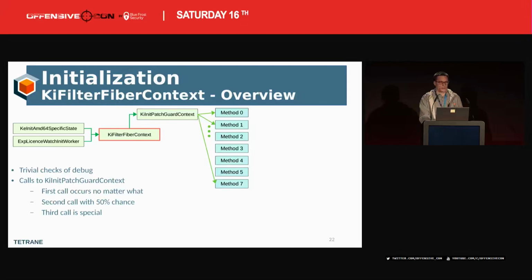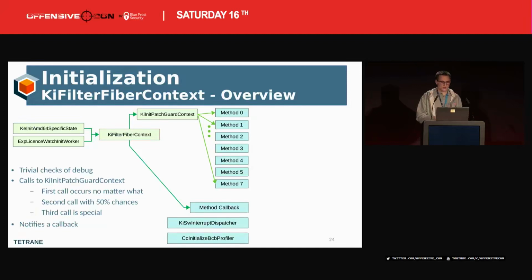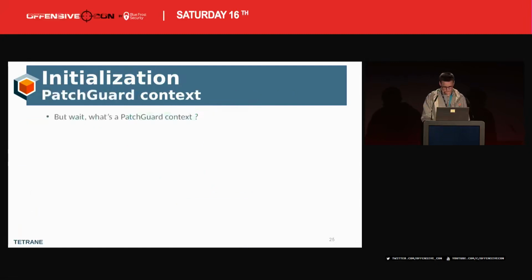The first call to this function will occur no matter what. The second call will only have a 50% chance of occurring. And the third call is quite special. We will discuss it. There is also a notification of a callback, which is interesting. We'll see why. And there are two other methods that are not directly linked to KiFilterFiberContext, but I put them here because they're related to methods. Compared to Windows 8.1, these three methods are new. We'll discuss it.